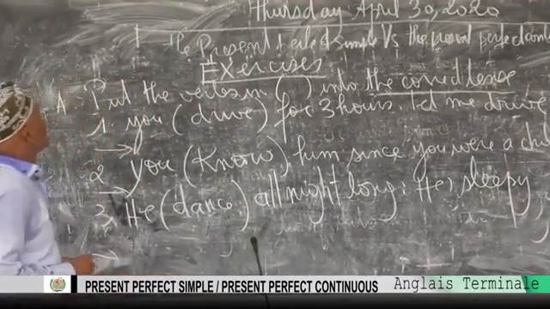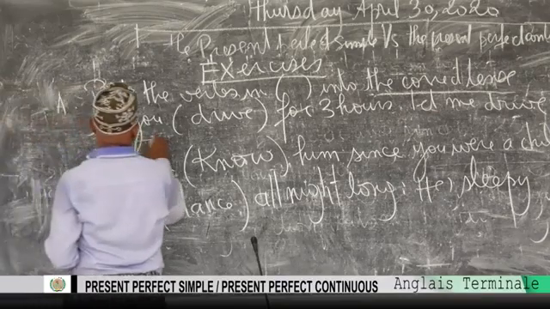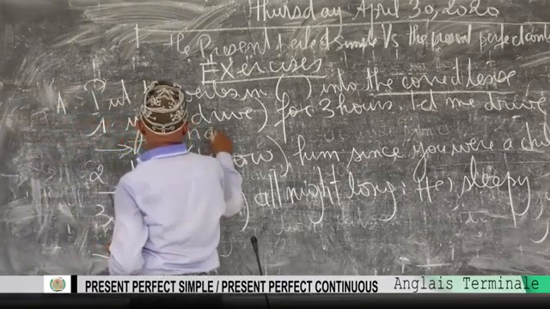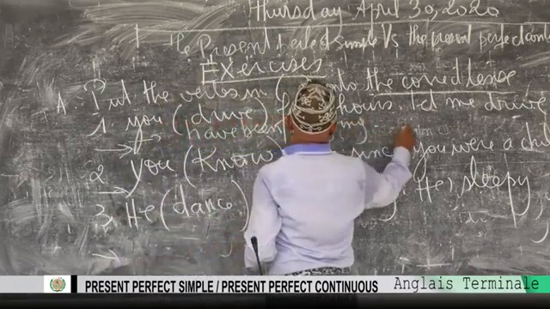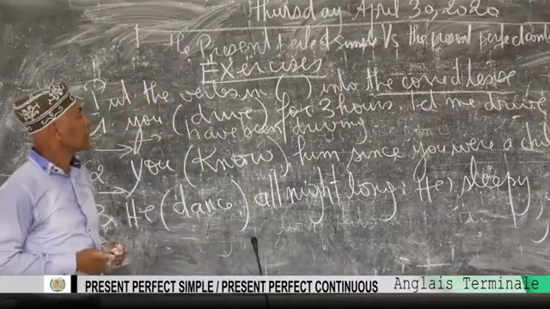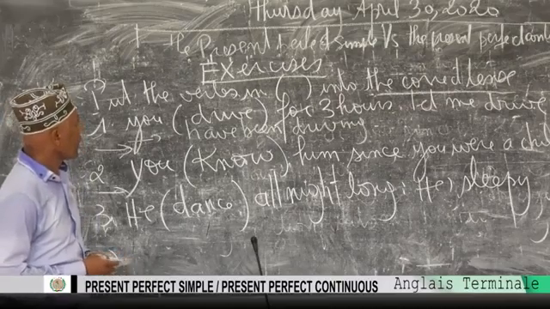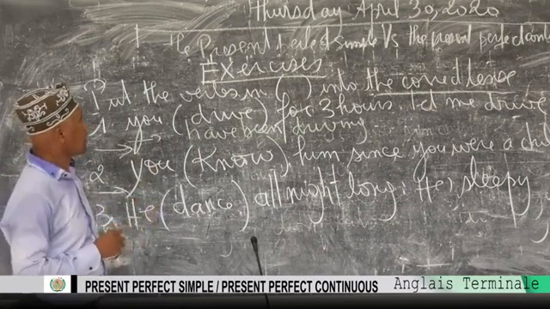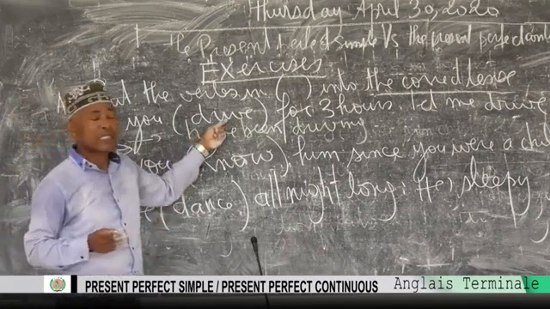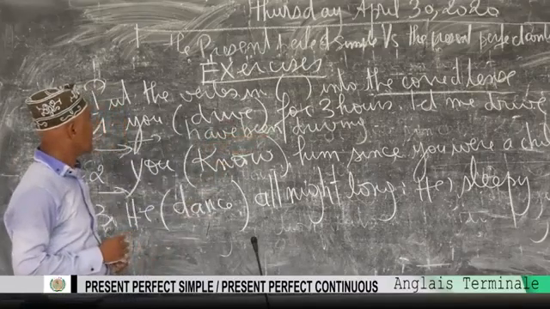Now, you drive for 3 hours. Let me drive. What's it? The answer is you have been driving for 3 hours. You've been driving for 3 hours. Let me drive. As you can see, it's an action that started in the past and continues up into the present. And since drive is an action verb, we prefer this form to the other form.